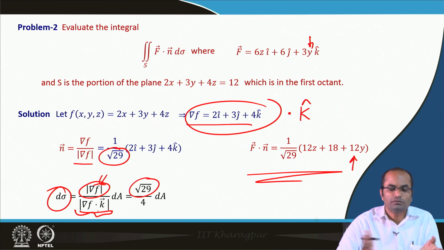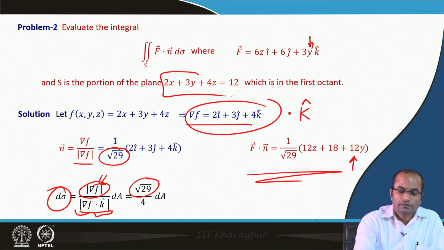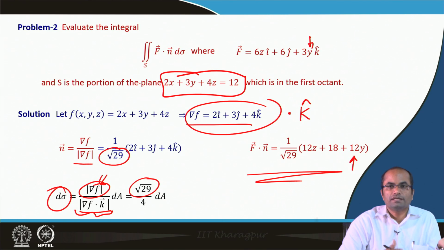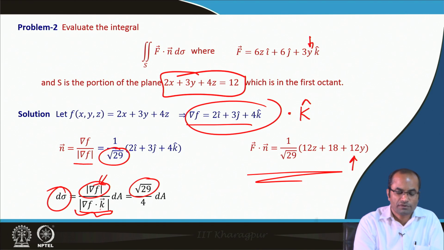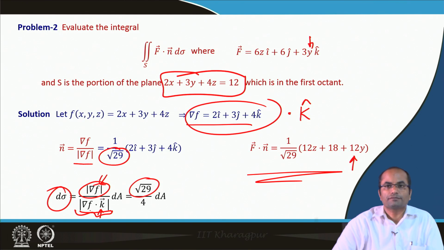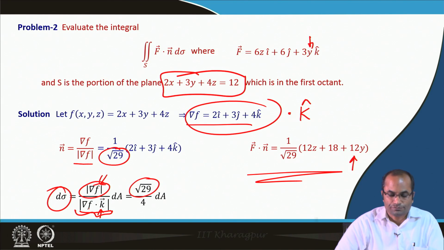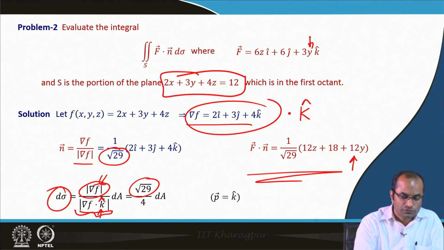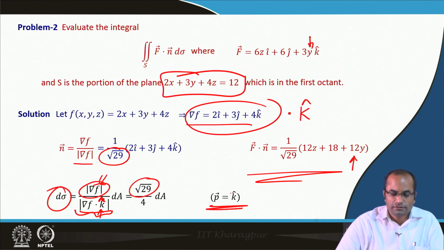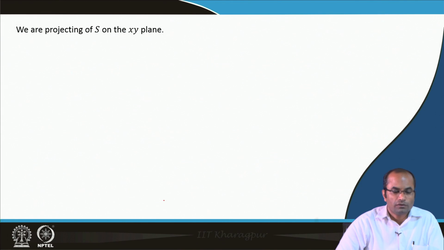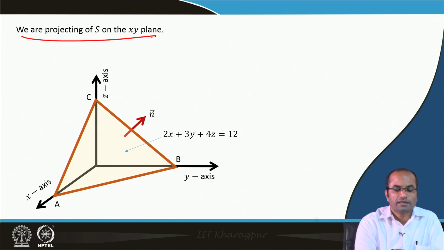Here we have the possibility to project this plane on either the yz plane, or the zx plane, or the xy plane. We have taken the xy plane, so in that case we have taken this k here. If we take another coordinate plane, accordingly this vector p, which is taken here as k, will change. Usually we denote the unit vector by this hat, so this p is taken as k hat in this case, and we got this element d sigma equal to square root 29 by 4 dA.